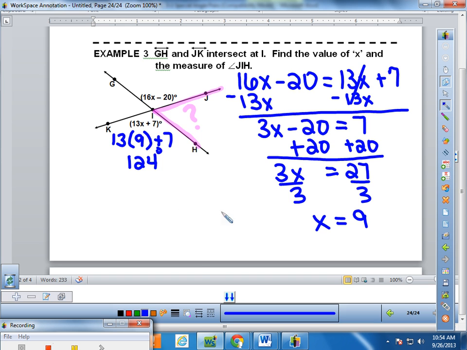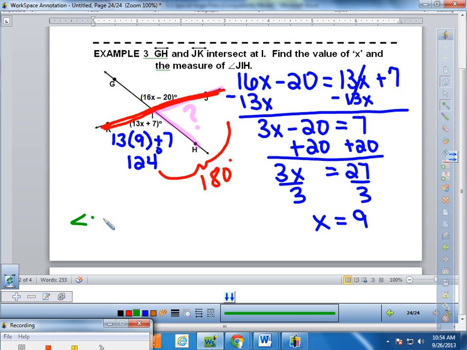Now, take a look at the angle they're asking for and the angle that we found. They form a straight line. That is a linear pair. Linear pairs add up to 180. So these two angles add up to 180. So what you need to do to find their answer is subtract. So we're going to take 180 and subtract 124, and our answer will be 156. So our final answer is angle JIH equals 156.